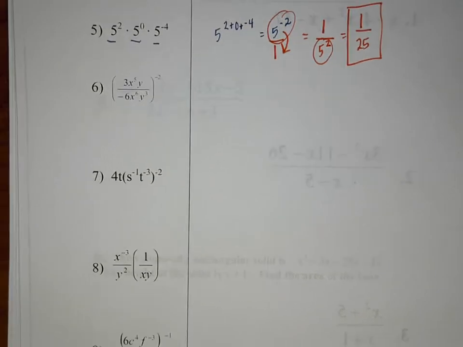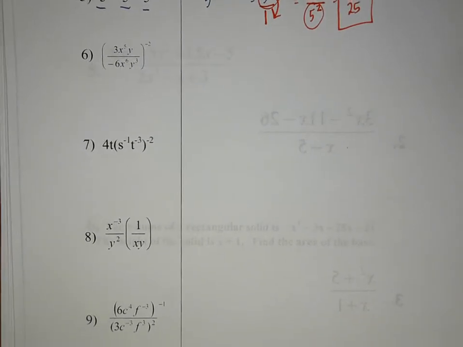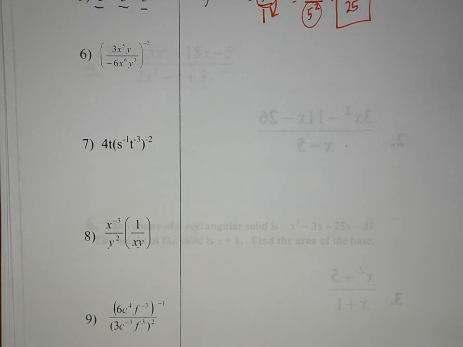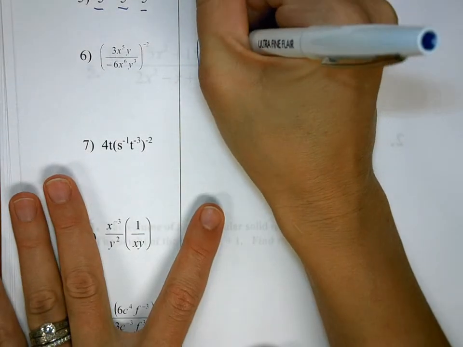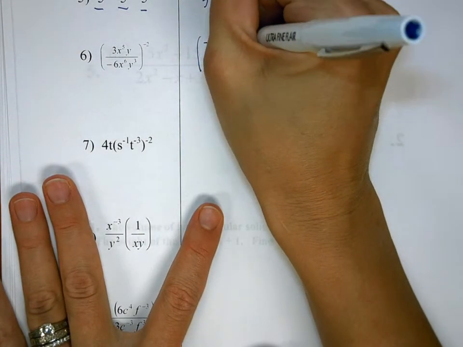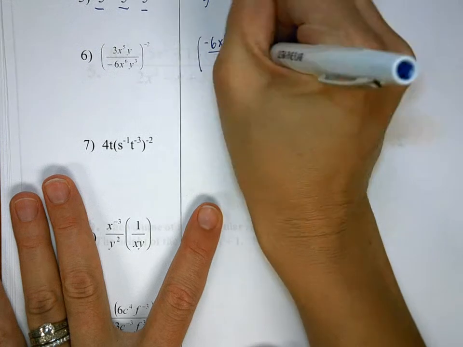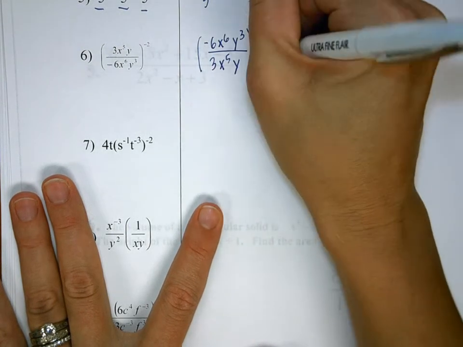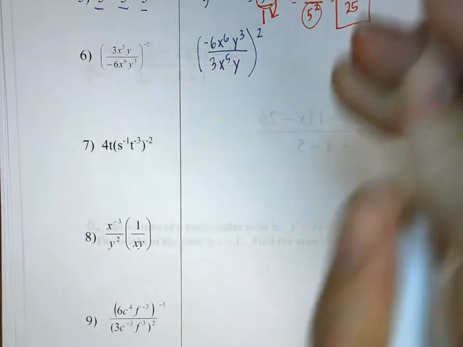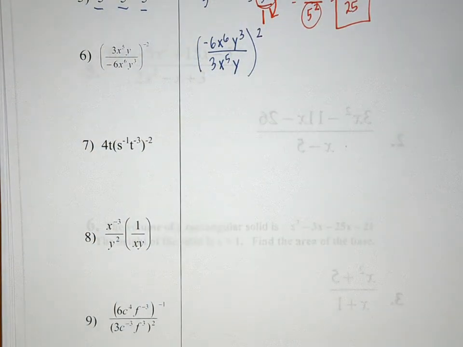Okay, example 6. Again, notice that we have a negative exponent with a fraction. The way we get rid of the negative exponent with a fraction is we need to take the reciprocal. We flip it. So at this point, I would write negative 6 x to the 6th y to the 3rd over 3 x to the 5th y, and this is now to the positive 2nd. So I just flipped that entire fraction.